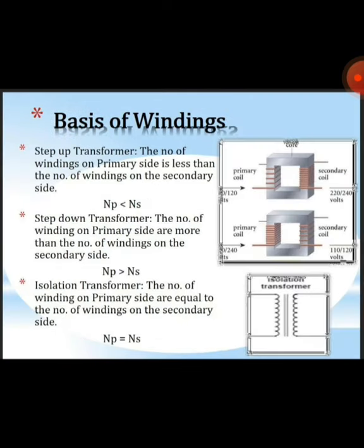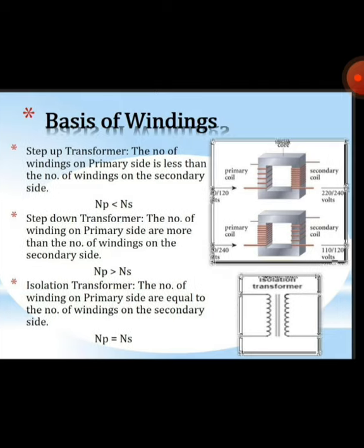On the basis of winding, in step up transformer, the number of windings on the primary side is less than the number of windings on the secondary side. Np is less than Ns. In step down transformer, the number of windings on the primary side is more than the number of windings on the secondary side. Np is greater than Ns. In isolation transformer, the number of windings on the primary side is equal to the number of windings on the secondary side. Np is equal to Ns.